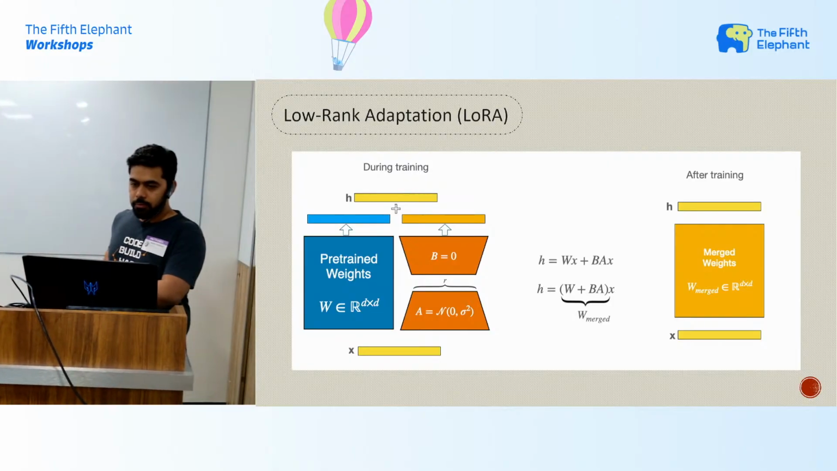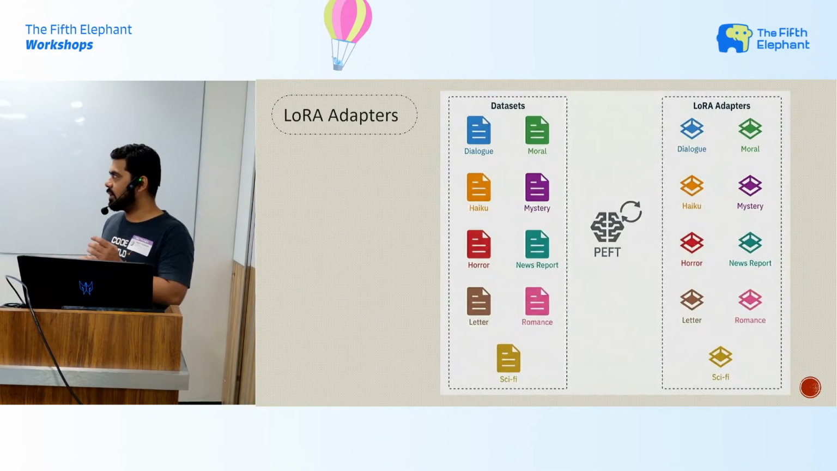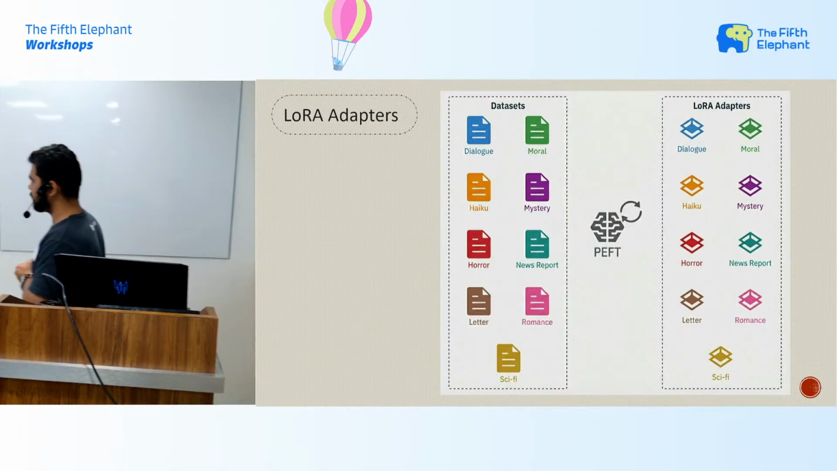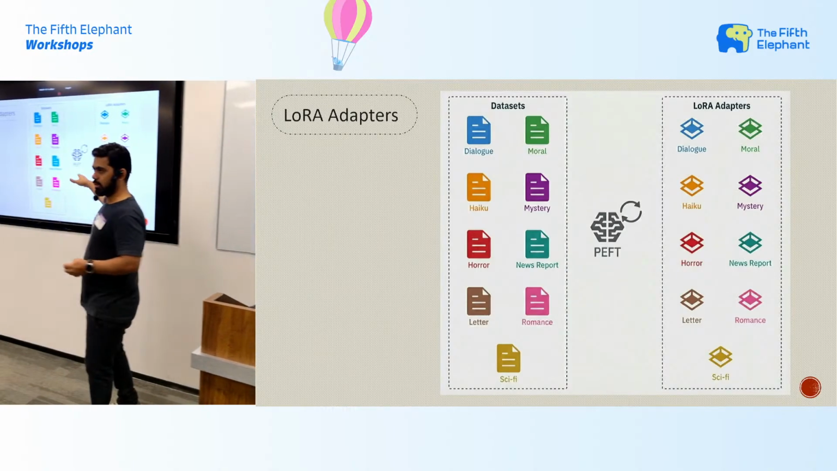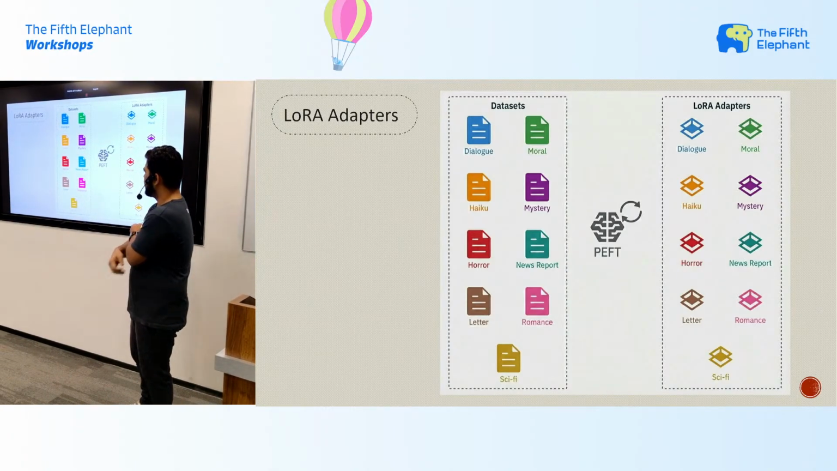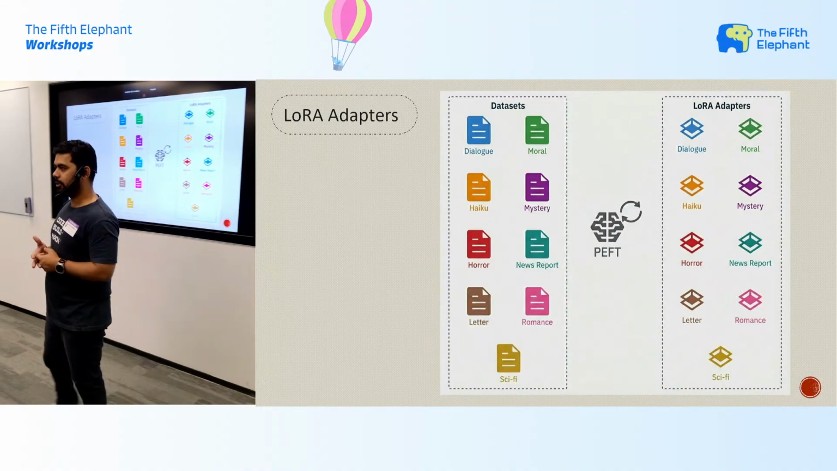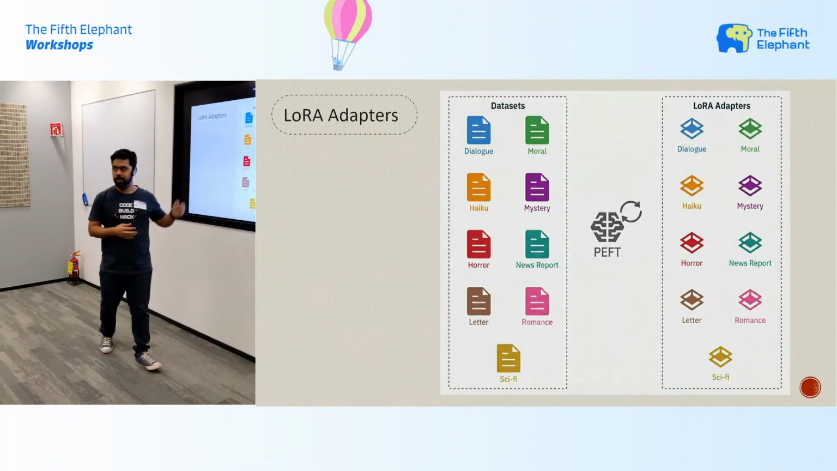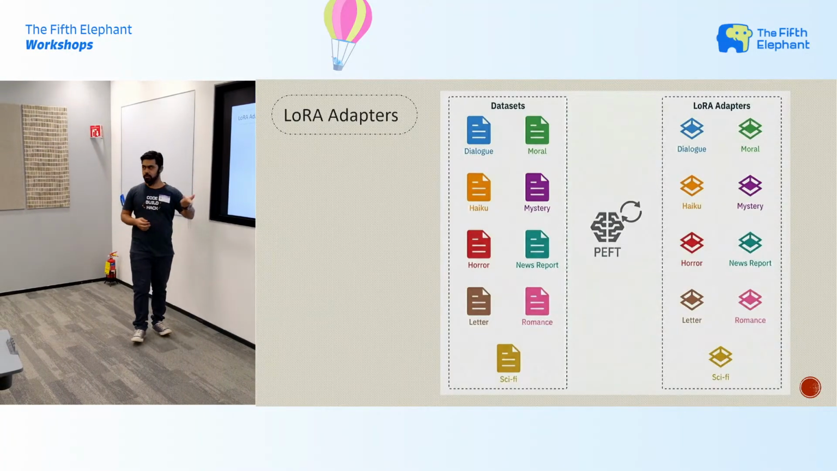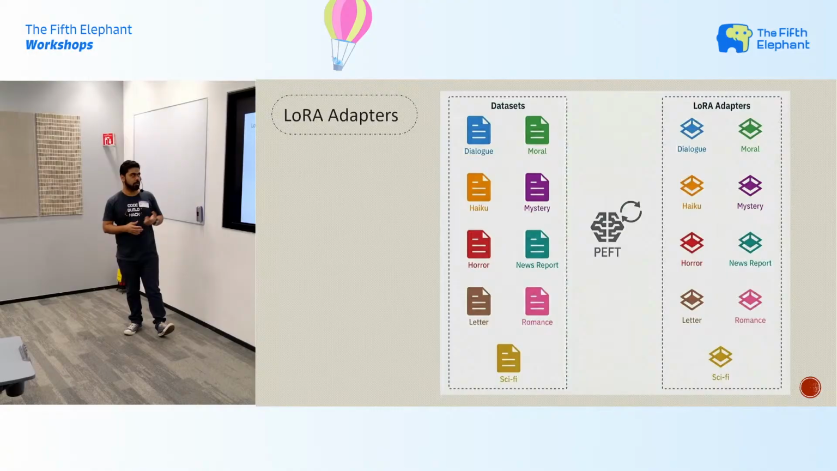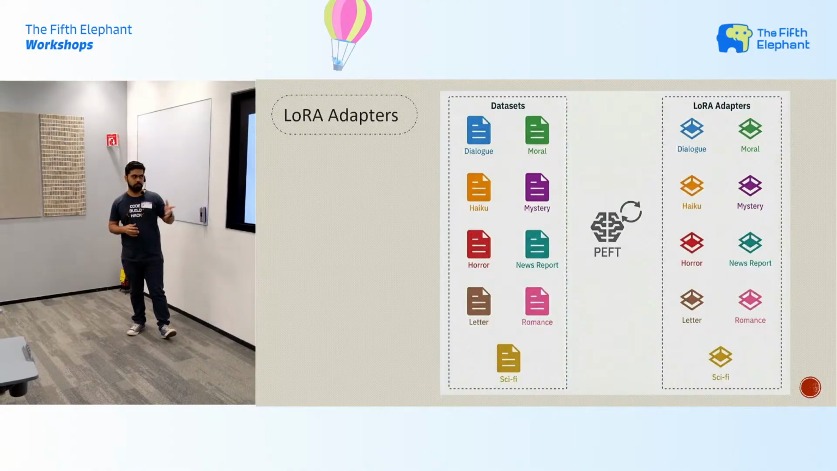Okay, now coming to the example that I have taken, we are doing that parameter efficient fine tuning, the same LoRa technique we discussed, and these are my different data sets. So I have story generation. Now story generation could be different genres. I could have something like, let's say, dialogue generation. I could have moral stories being given. There is a haiku theme. There is mystery, horror, news report, etc. So I have different data sets.